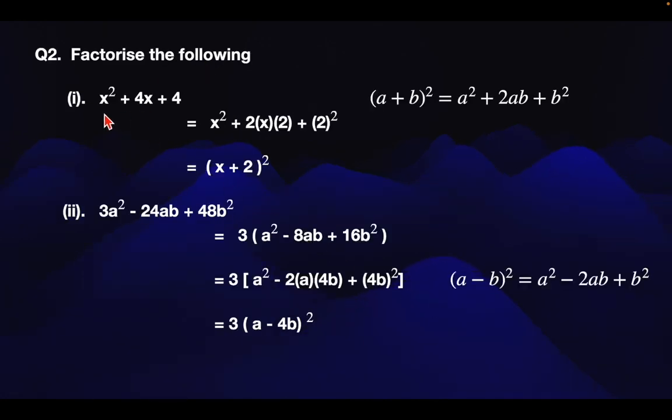Okay, factorize the following: a square plus 4x plus 4. So we are going to use this identity. Can you see? This is similar to this expression. So we are going to take this identity.